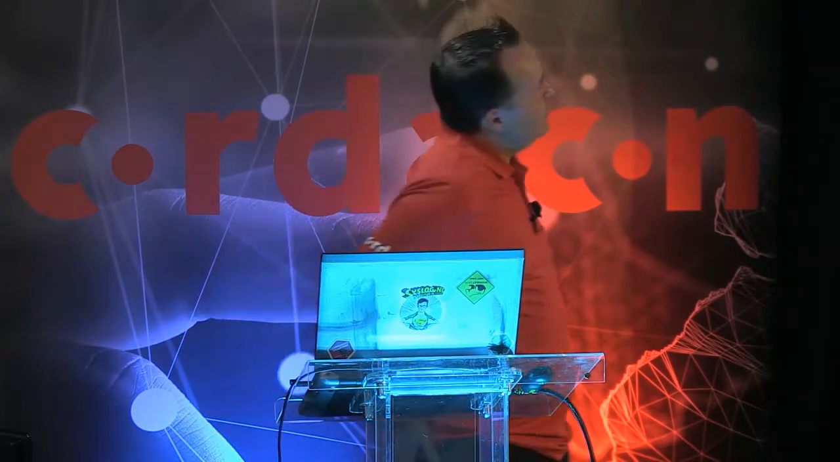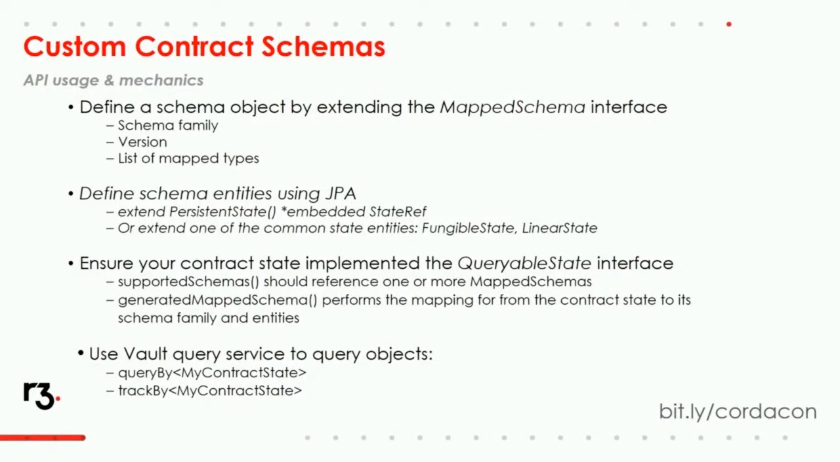So custom contract schemas. This just talks you through how you create your own custom contract schema. First of all, you have to define a schema object. That just defines three attributes: a family, a version, and a list of types. Those types themselves are JPA entities, and each JPA entity has the option of either extending persistent state, which will always insert the primary key of a state, which is a state reference. A state reference is a transaction ID hash and an index. Or you could extend one of the common states, which in the previous diagram, you could see there was a fungible and a linear state. If you extend those, then all attributes from those states are automatically persisted for you.